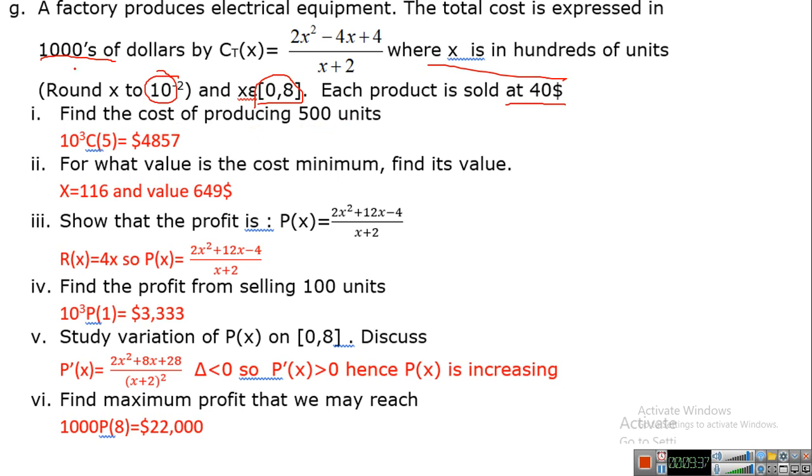So because the cost is in 1,000, so 1000 C of 5, because I want x divided by 100. You have this value, you replace it here.